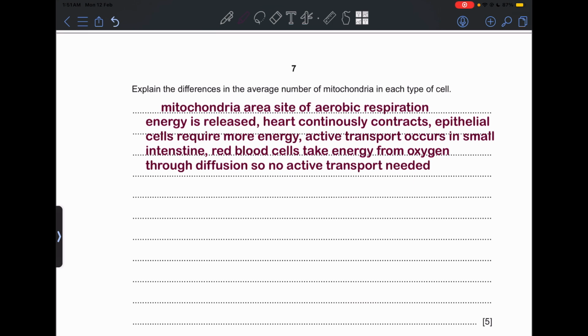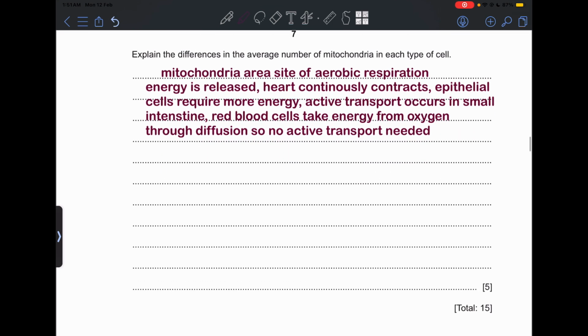While red blood cells actually take their energy from oxygen that is supplied through diffusion, so there's no active transport required there, and so there are no mitochondria in the red blood cells. So this is just a comparison between the average number of mitochondria in each type of cell.